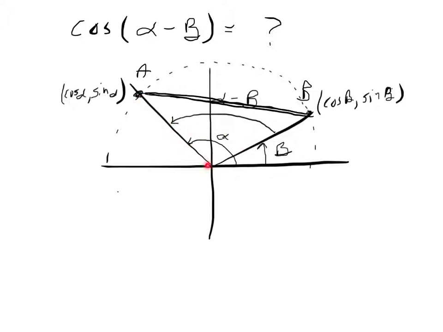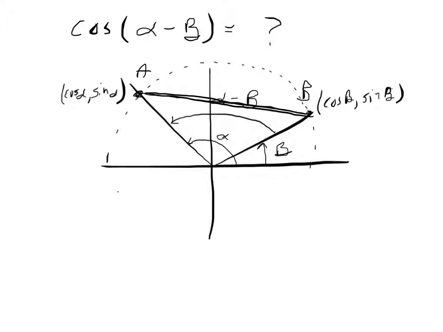I've got a triangle here with, since I'm on the unit circle, a 1 and a 1, and I've got this third side of the triangle out here. What are the two ways that I can find this length? Well, one way simply would be the distance formula, the distance between A and B.